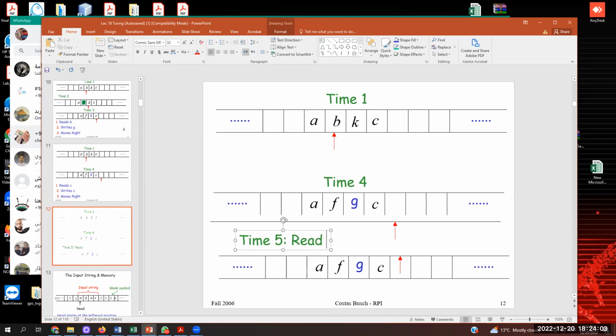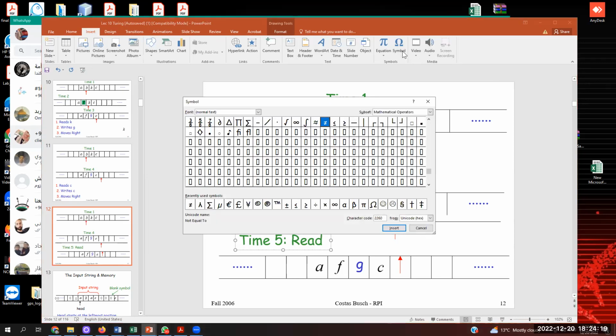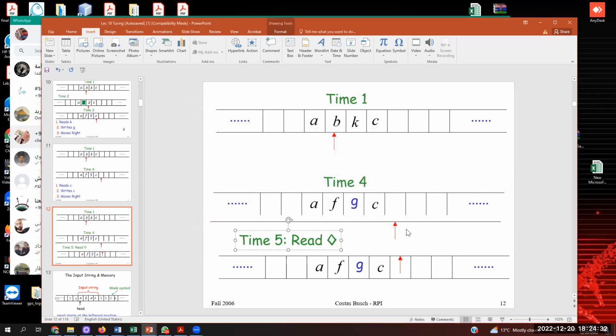There is nothing to read. We call it read blank. And the blank looks like this. Let me see, I think I have the blank symbol. Blank, blank, blank. Yeah, like this. So I say read blank. Here, there is a blank here.